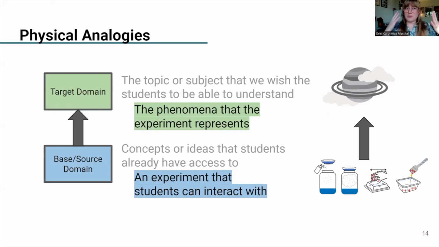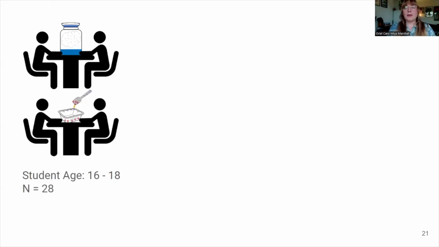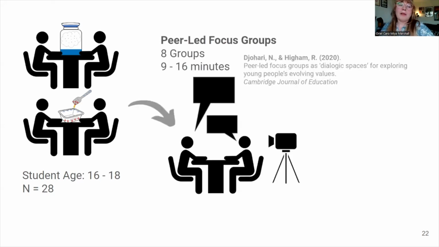Okay, I've hopefully got some ideas in your head that will help as we go through this presentation. We've now understood the analogy part of this research question, and now I want to explain what I mean by post-lesson discussions. The way we set up this study was that we had 28 students aged 16 to 18, and we ran two different lessons. One was about the clouds and one was about the lightning. The students participated in these lessons, and after they were over, we split them into 8 different groups.